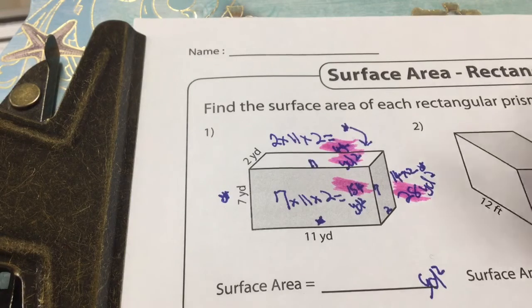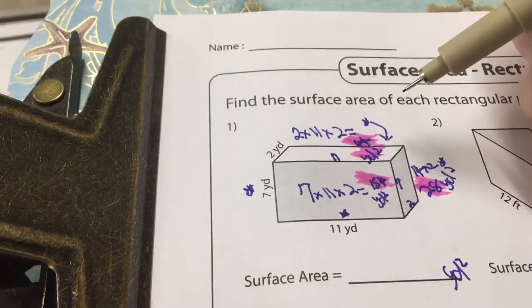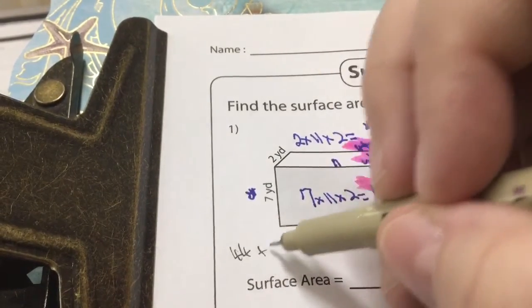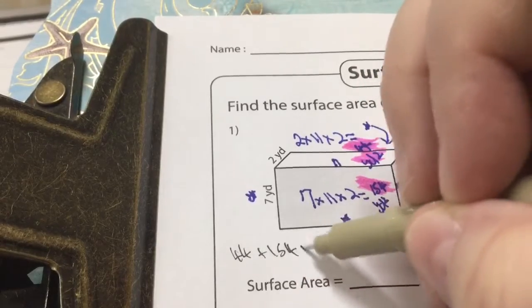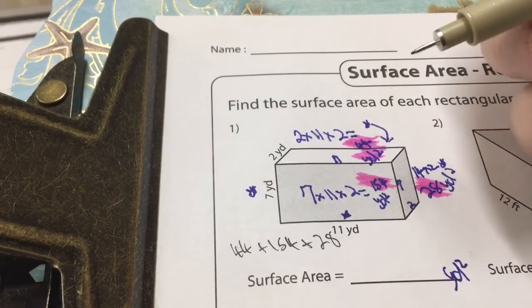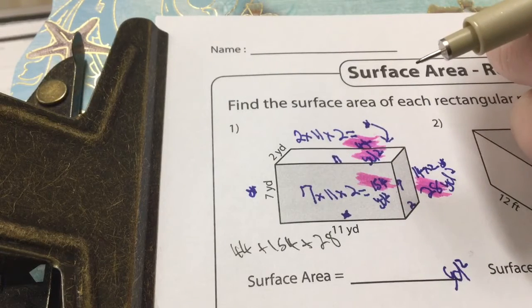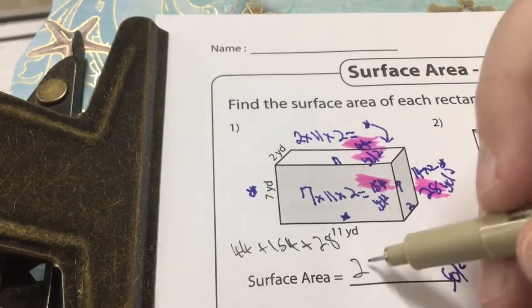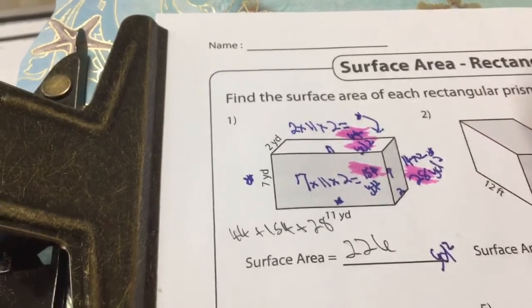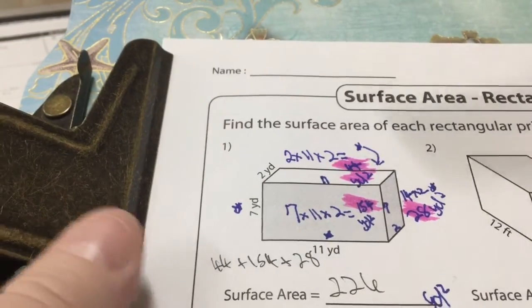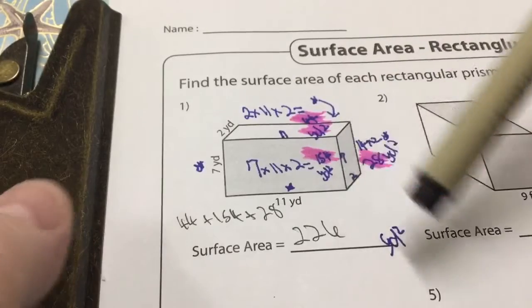There's 44 yards squared plus 28 yards squared plus 154 yards squared. Okay. So I'll put that down here. 44 plus 154 plus, what was the other one? 28. And you put that all together. Plus 154 plus 28. And you get 226 yards squared.